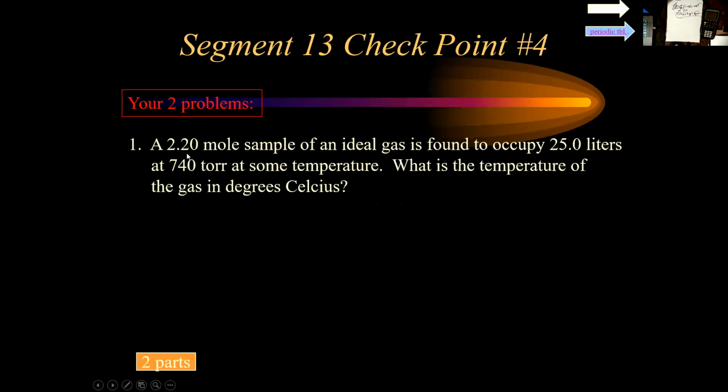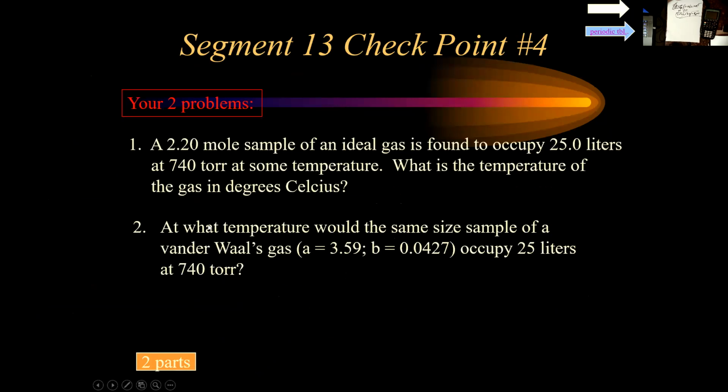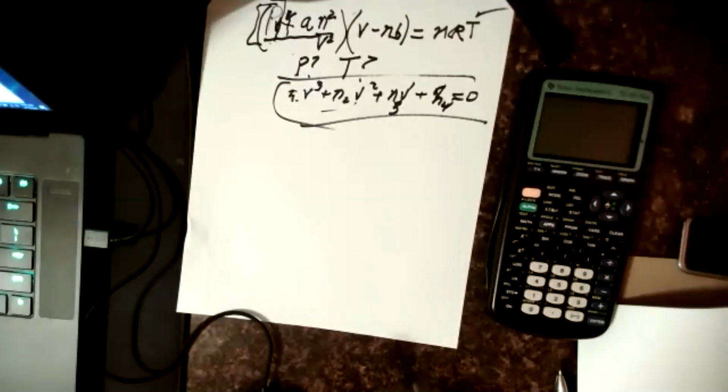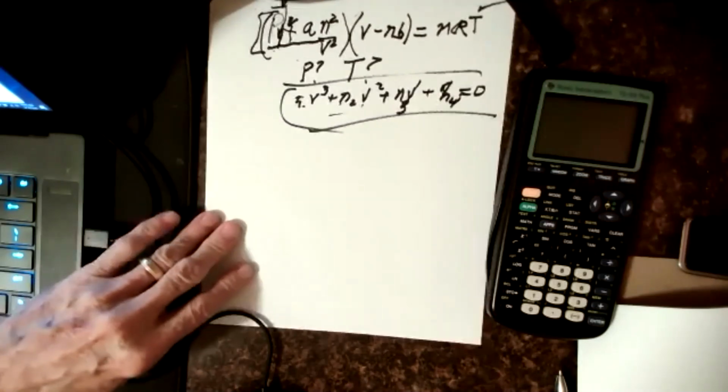Now, so I've got a problem here. A 2.2 mole sample of an ideal gas is found to occupy 25 liters at 740 torr at some temperature. What's the temperature of the gas in degrees Celsius? At what temperature would the same size sample of van der Waals gas occupy 25 liters at 740 torr? So this is a problem I told you I'm going to go back and work with you. So let's go back through and we'll solve this one, and then this is the ending of the material. We'll take a little break, and then I'll come back and do the practice quiz with you.